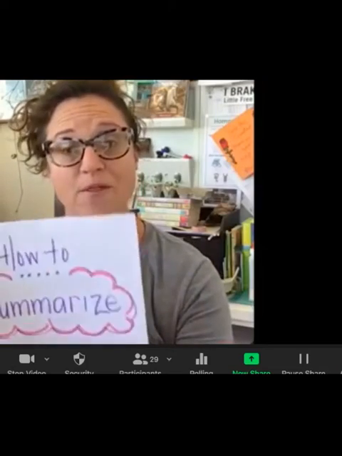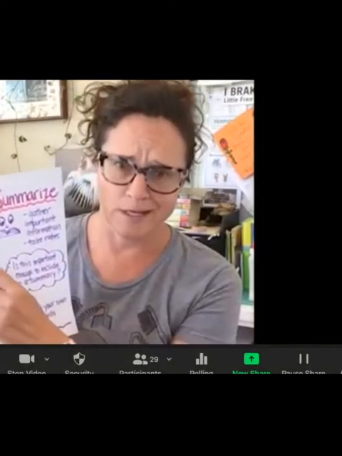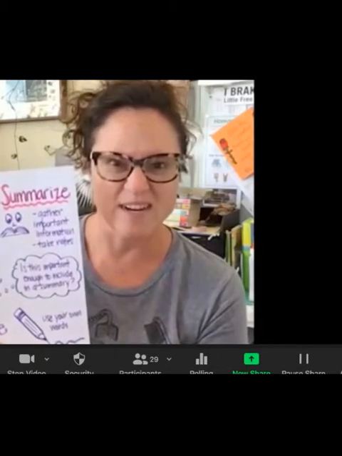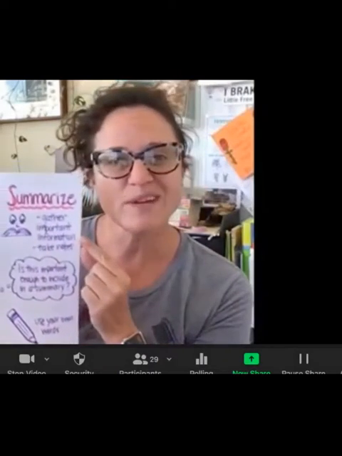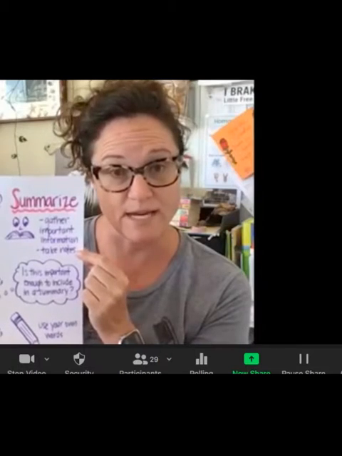So today we're going to talk about 3 easy steps to summarize a fiction text. The first step is read. The second step is pause. And the third step is write. Those are pretty easy steps, correct? So when we read, we're reading to gather important information. So we might need to take some notes while we read.